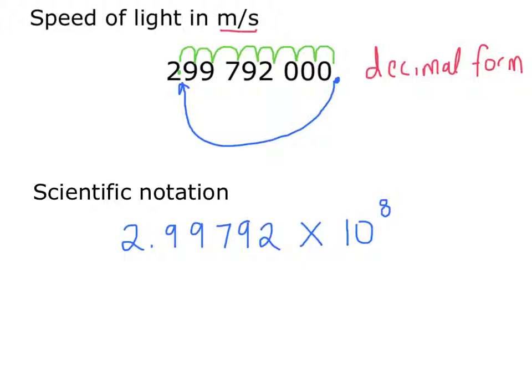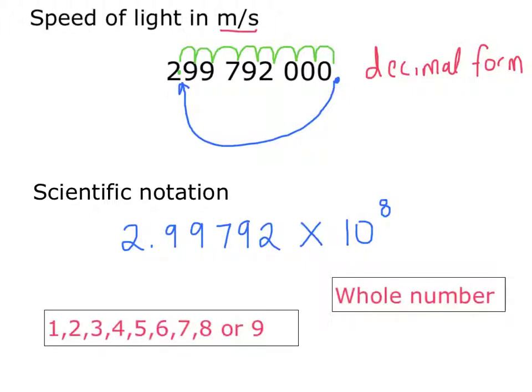So an important thing to note is that these two numbers are actually representations of the exact same number, the only difference being that the top one here is written in decimal form and the bottom number here is written in scientific notation.